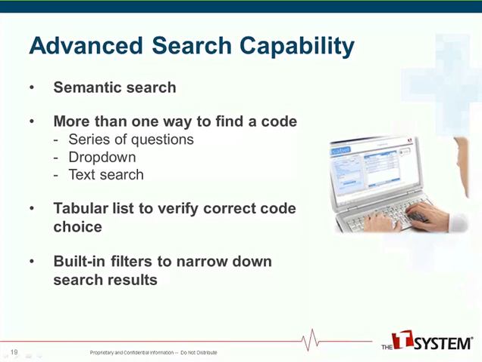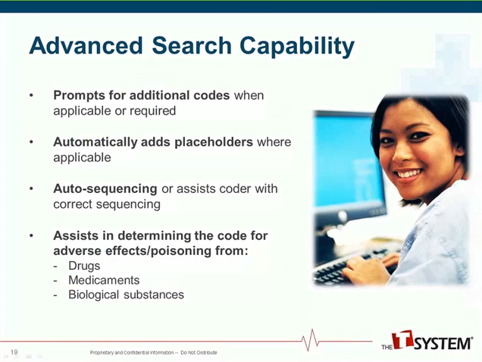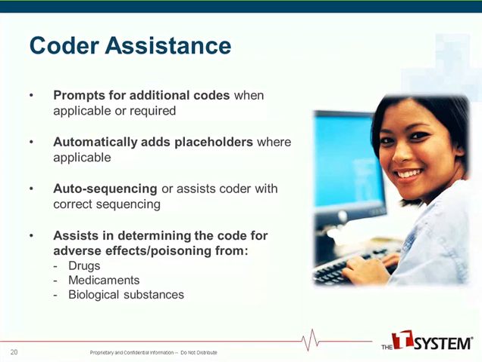Is it a symptom? And we're not talking about Q fever, we're just talking about fever as a presenting symptom. Does it assist the coder by prompting for additional codes when applicable or when they're required, or if you know? For example, does it prompt you to add the causal organism of an infection if you know it? And does it help you find that code quickly?